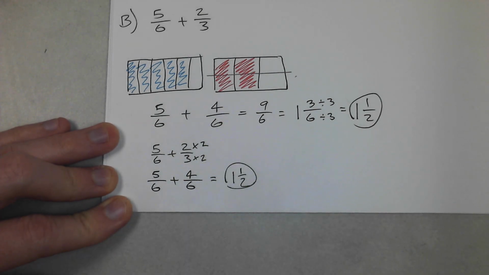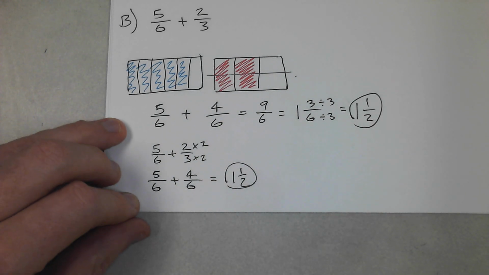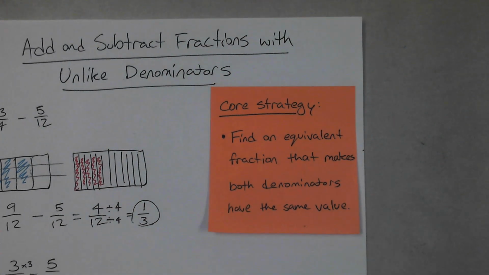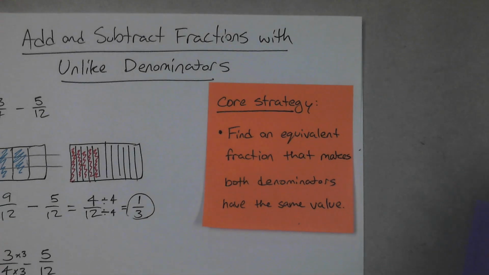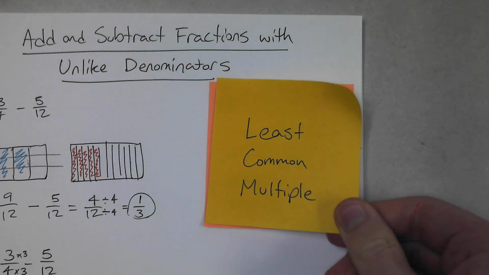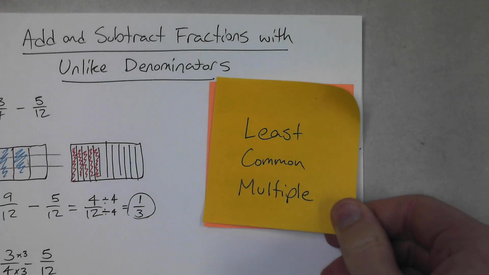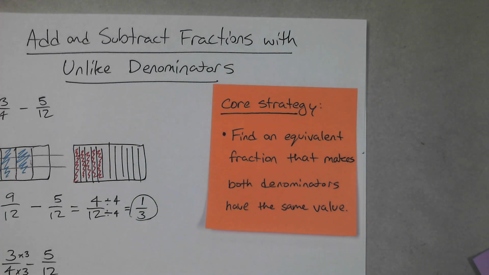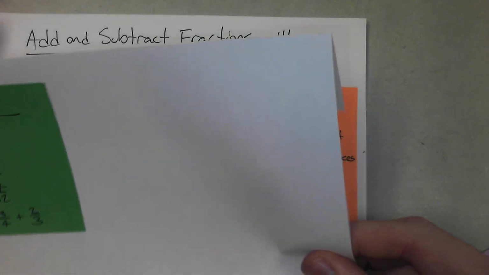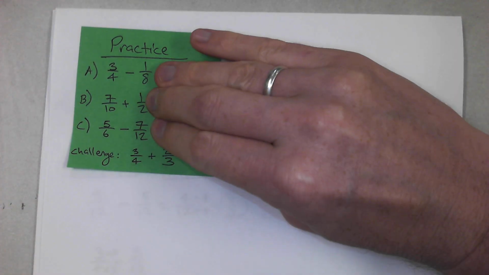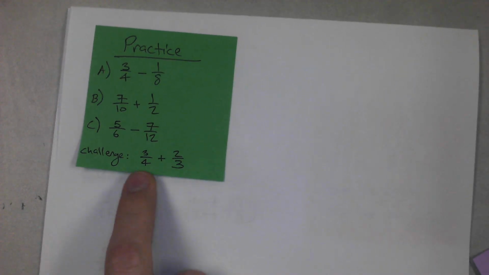Okay? So at its core, the strategy is to find an equivalent fraction that makes both denominators have the same value. You can either use picture models, or you can use least common multiple, which is slightly more efficient. I'm going to show you now 3 problems. Pause the video now and try 3 problems. You notice that the last one's a challenge problem.